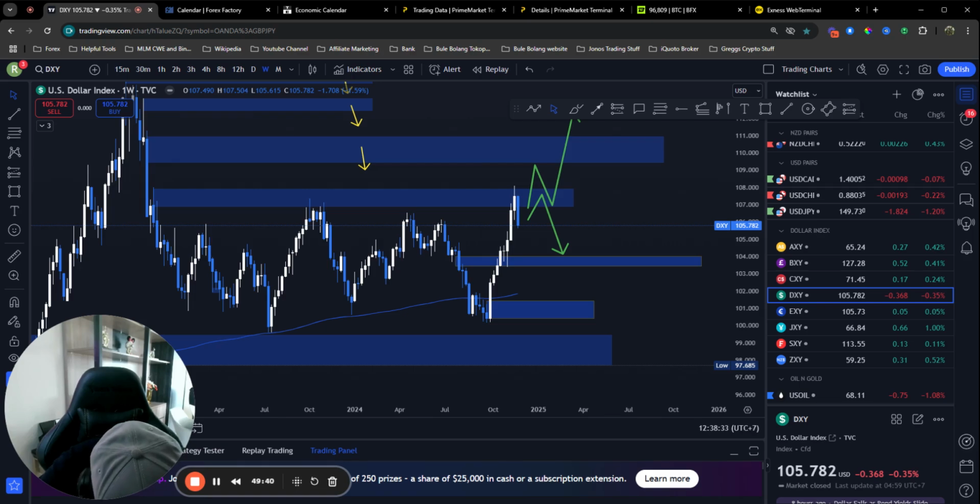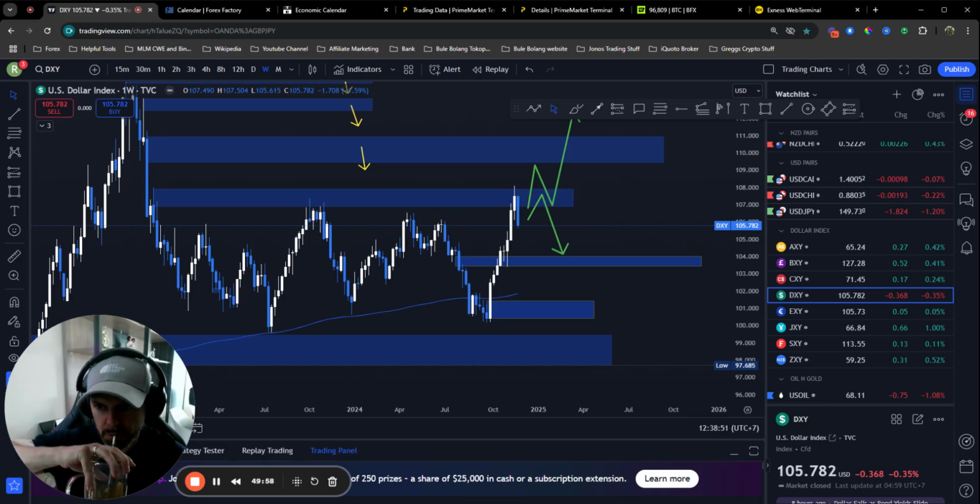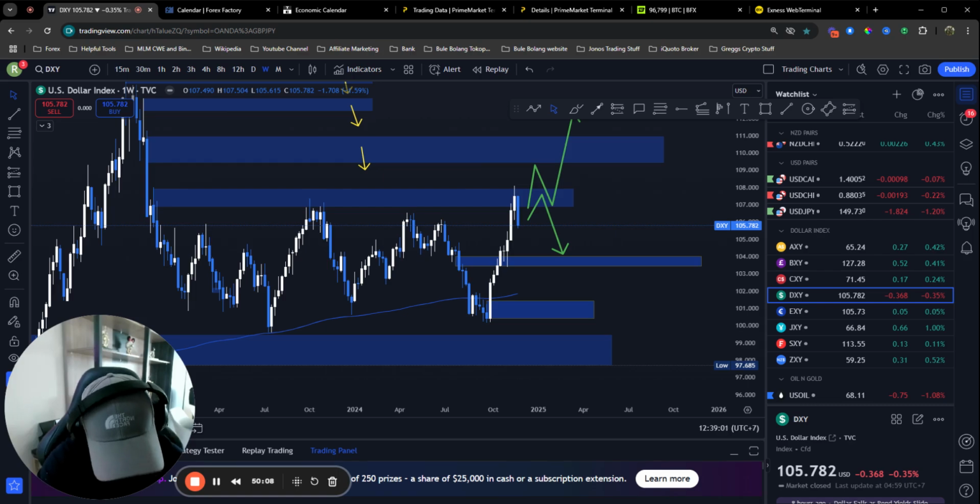GBP NZD, GBP AUD, GBP CAD. Pound Euro, I wouldn't bother putting it in because it's always a really poor pair. It's one of those pairs that when you enter it, you can be in it for weeks and you've made like $20. It's just really poor. So I don't even bother trading it.